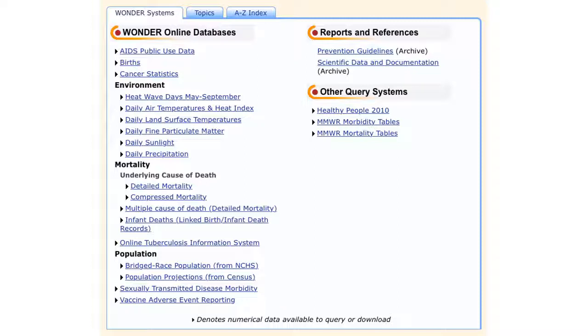So we're mostly going to be focusing on the left hand column, the Wonder online databases. But if you wanted to see what else they had to offer by topic or in alphabetical order, you can click those other two tabs on this screen.